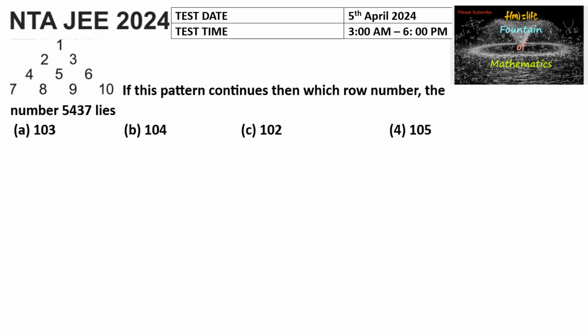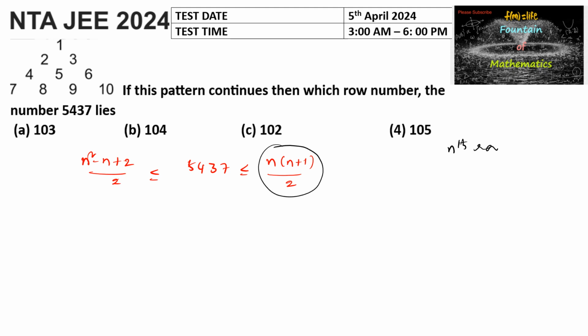So let's check from the options. We need (n square minus n plus 2) upon 2 less than or equal to 5437, less than or equal to n into (n plus 1) by 2. Let's check the last number, where n stands for the nth row. First option 103. Suppose I substitute n equal to 103. So 103 into 104 divided by 2, the calculation gives 5356. So 5356 is a very small number.